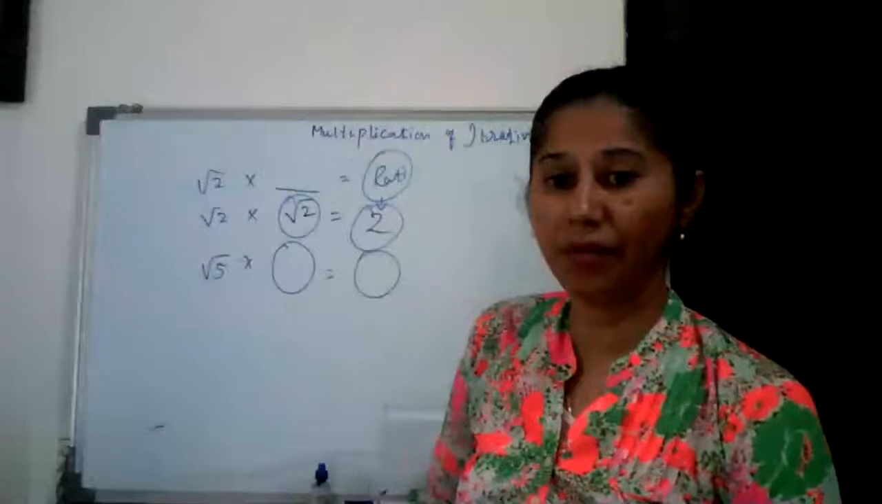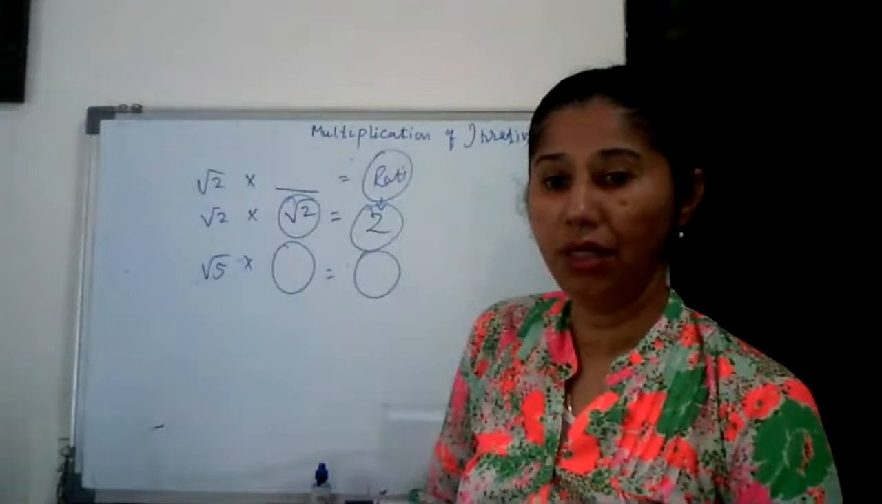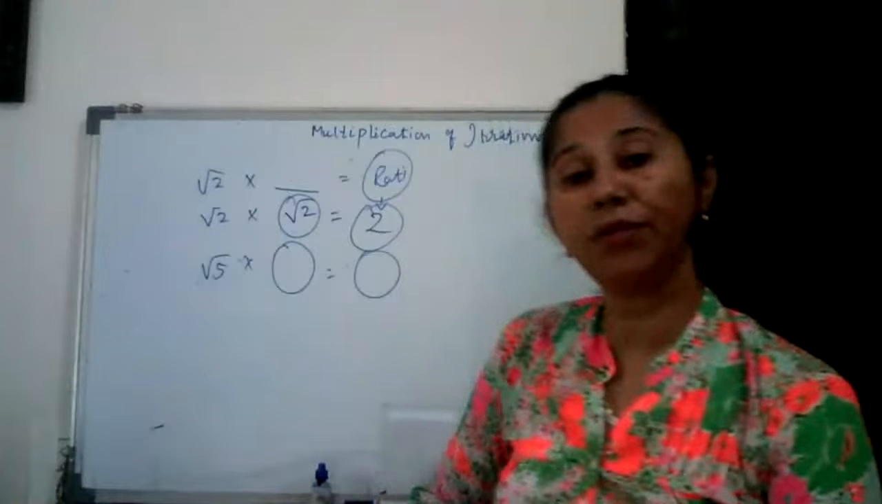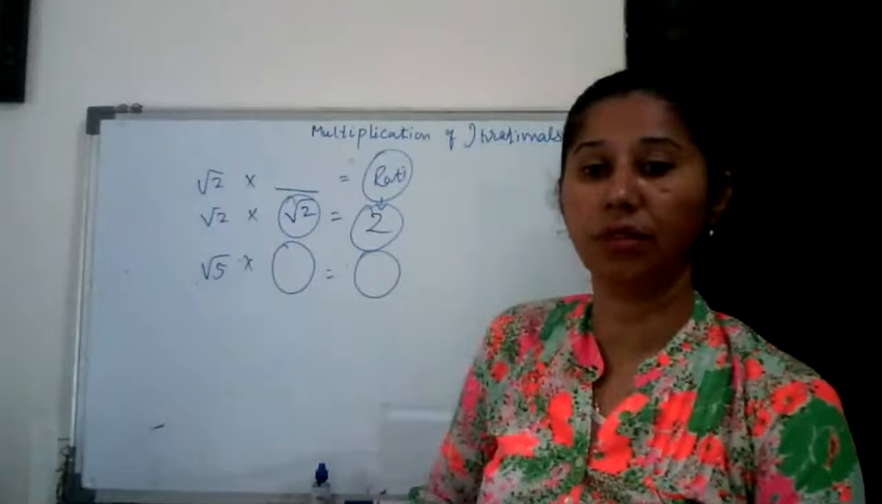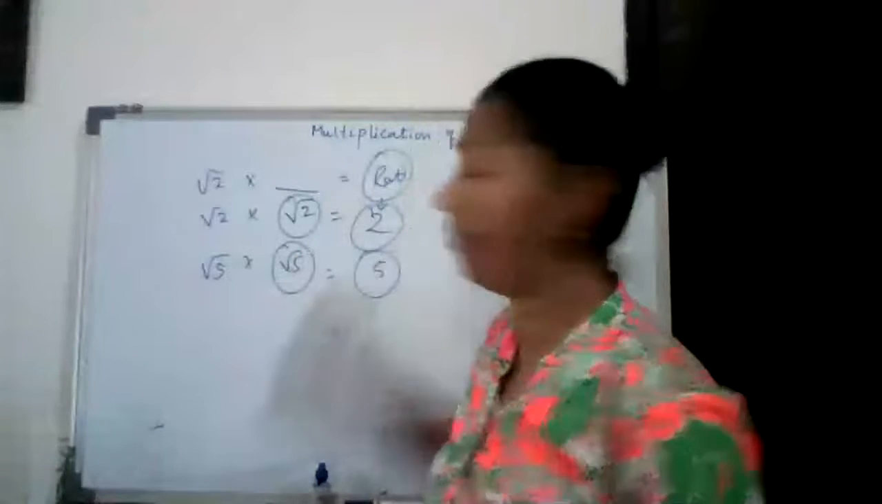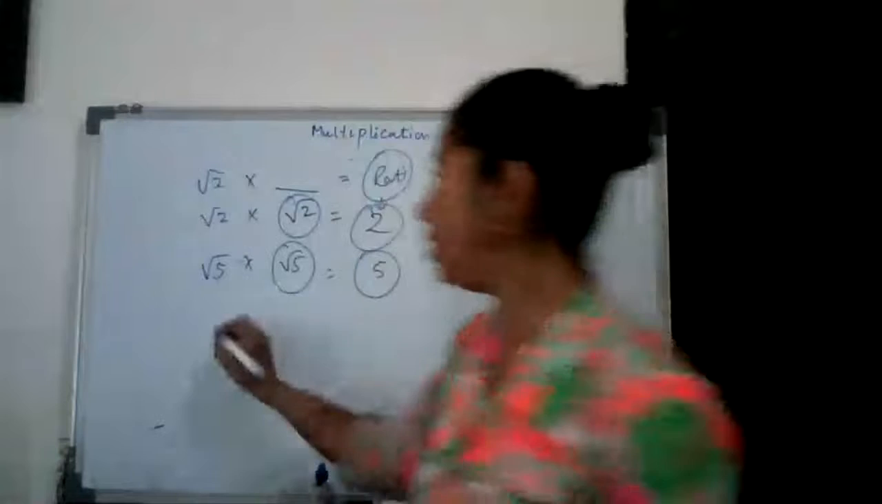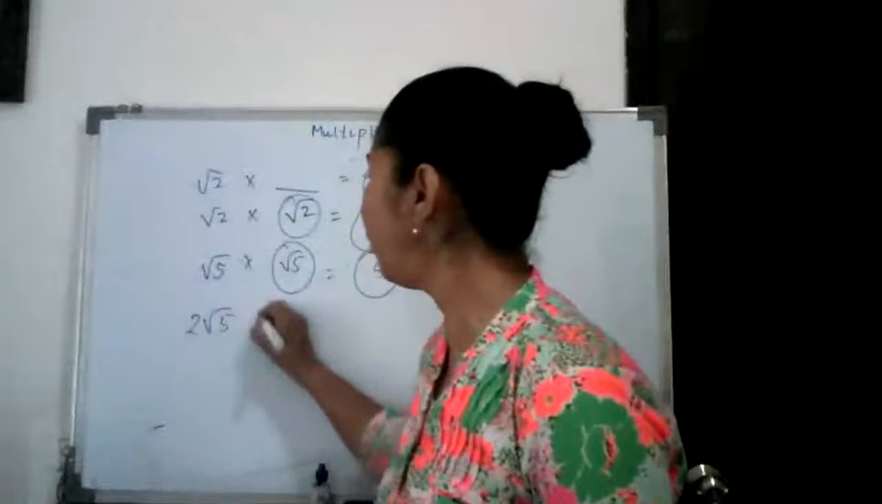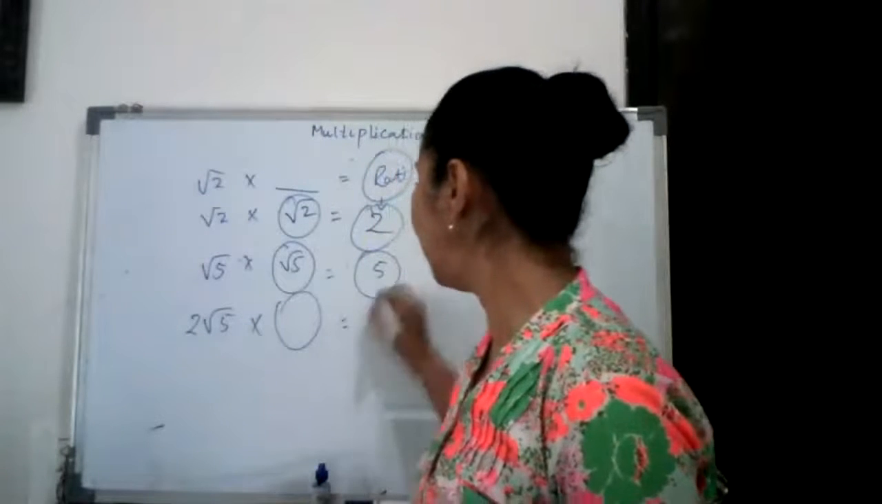I hope this is the same as you answered me for question 1. My question is, what should I multiply to root 5 to get the rational number? Yes, very true. I get it with root 5. I get it as 5. Okay. Now my question is, what should we multiply to 2 root 5 so that I get the rational number here?